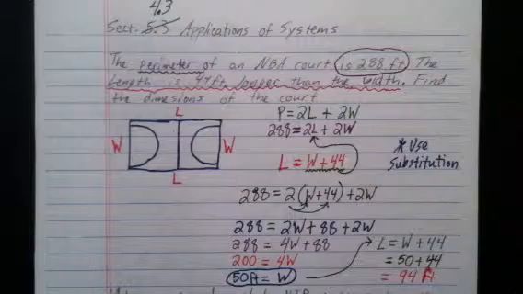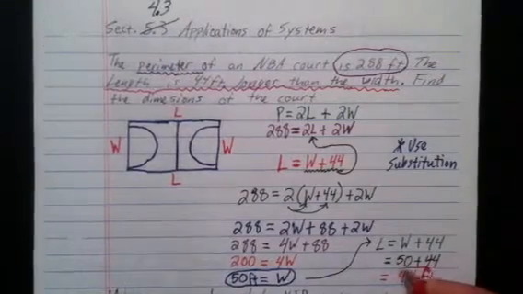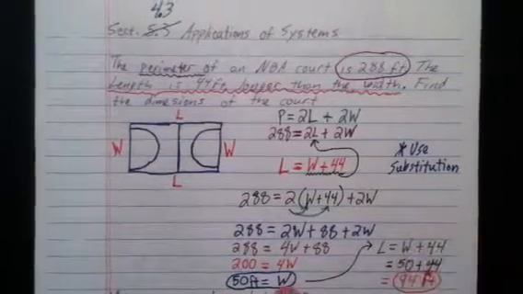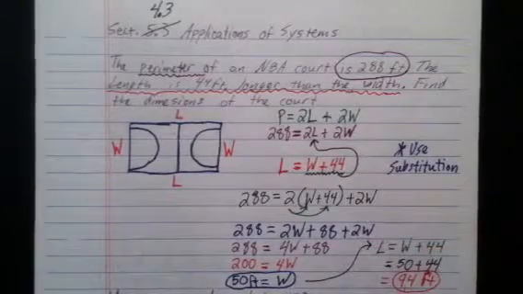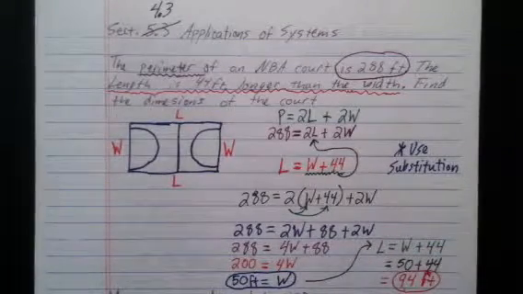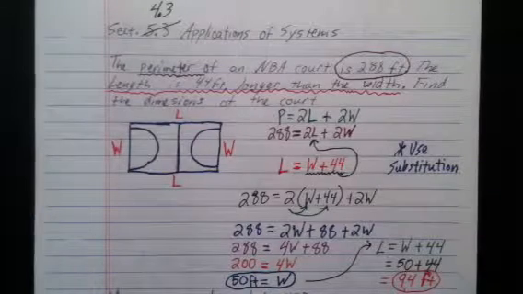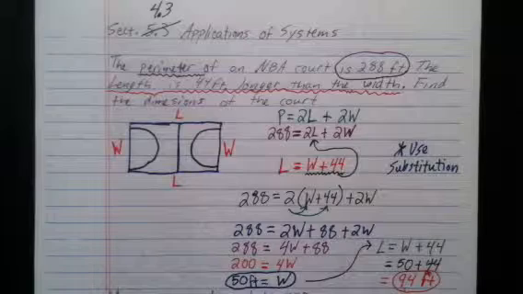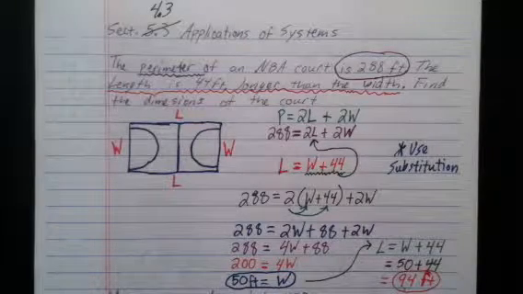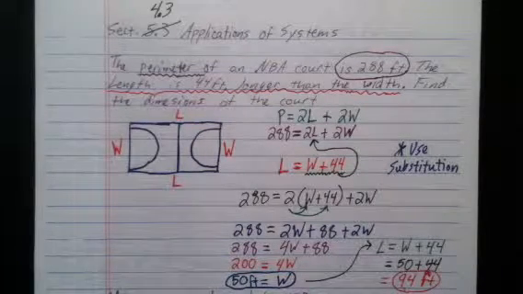Okay. So the width is 50 feet and the length is 94 feet. So there's our dimensions of our basketball court. Okay. And it just happened on that problem, substitution was the easiest method. It won't always be the case, but you have to determine that in each problem.